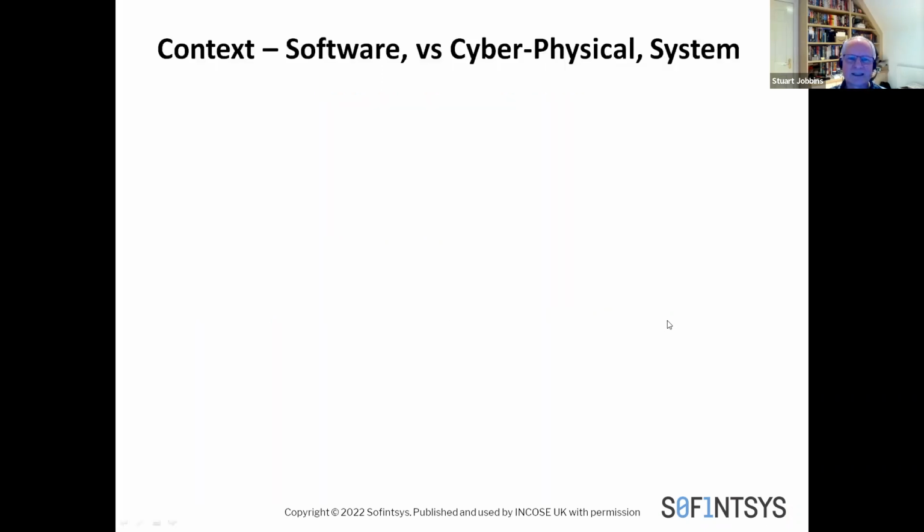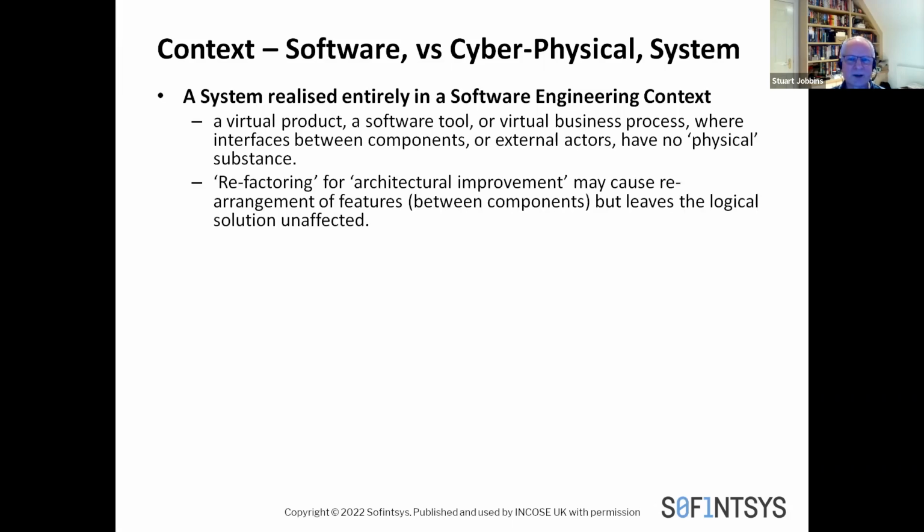So let's just try and put the context again for between the software and my world, the cyber physical system. So entirely realized in software is a virtual product or a virtual business process. Interfaces between components or externals have no physical substance. The refactoring for architecture improvements is basically quite easy. I mean, moving stuff around in software, assuming here that refactoring means not changing the content, but reorganizing the content, which is generally what refactoring is about.